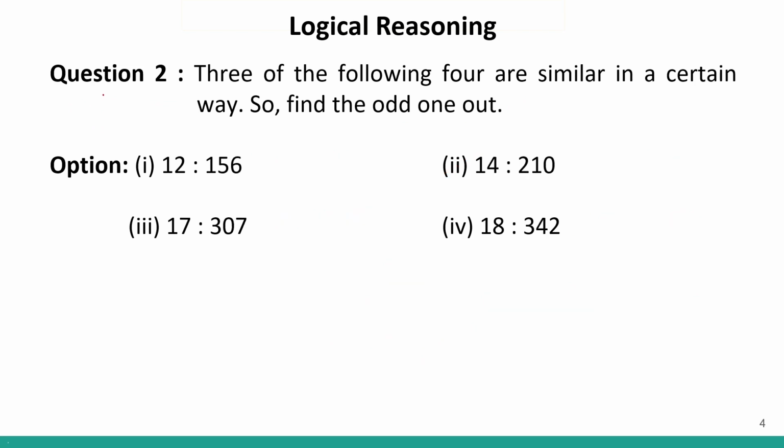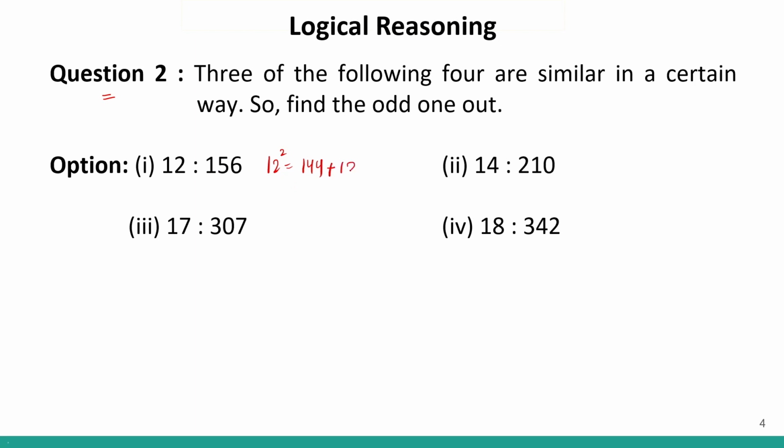Now, question number 2. Again, 4 options are given to us and one of the options is different that we have to find out. If I look over here, 12 and 156, I can see 156 is very close to 12 square. Similarly, if I look over here, 342, it is very close to 18 square. So let me try a logic for option number 1. 12 square is how much? 144.